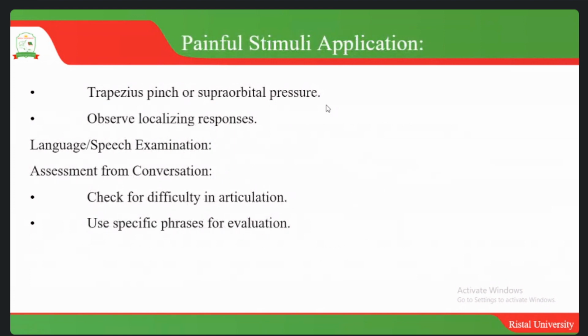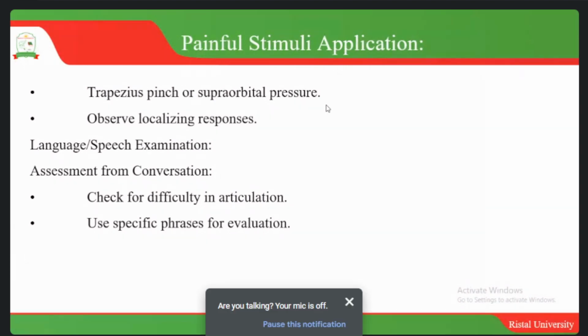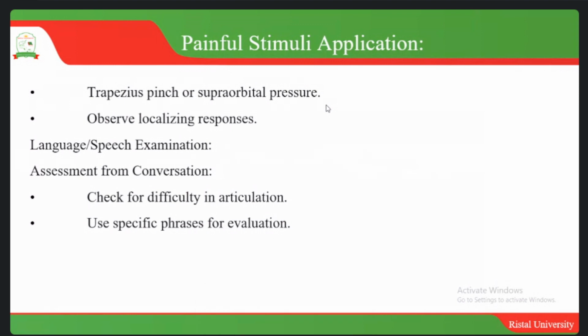In this slide, we are going to look at basically the painful stimuli applications. When you look at this, you're going to use the trapezius pinch or supraorbital pressure, whereby you are just going to pinch, then you see whether the patient is responding, or you put pressure around the supraorbital area, then you'll see whether the patient will respond.